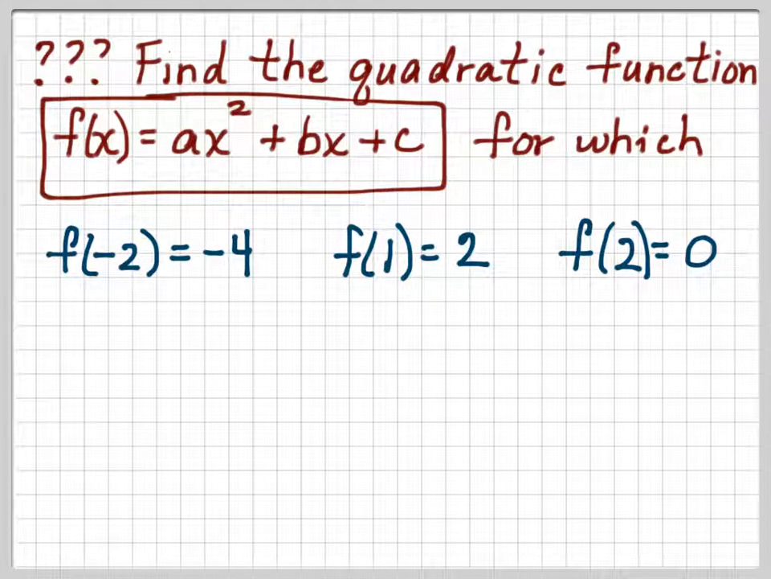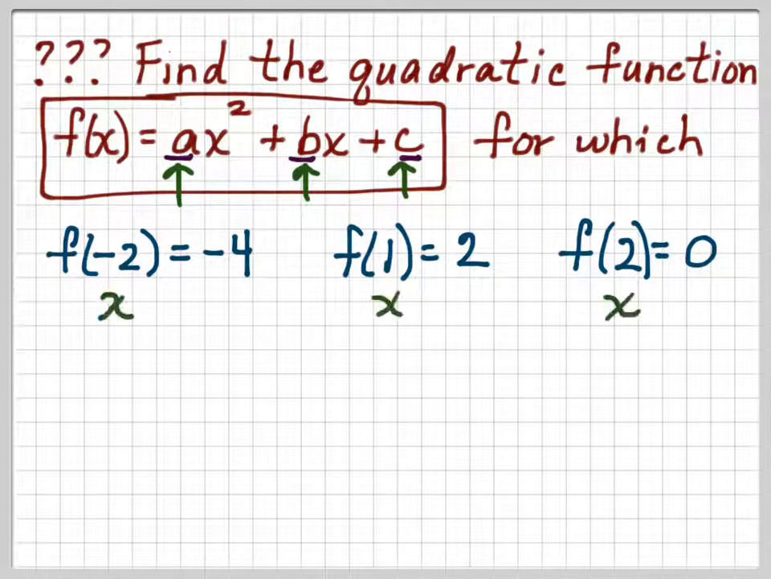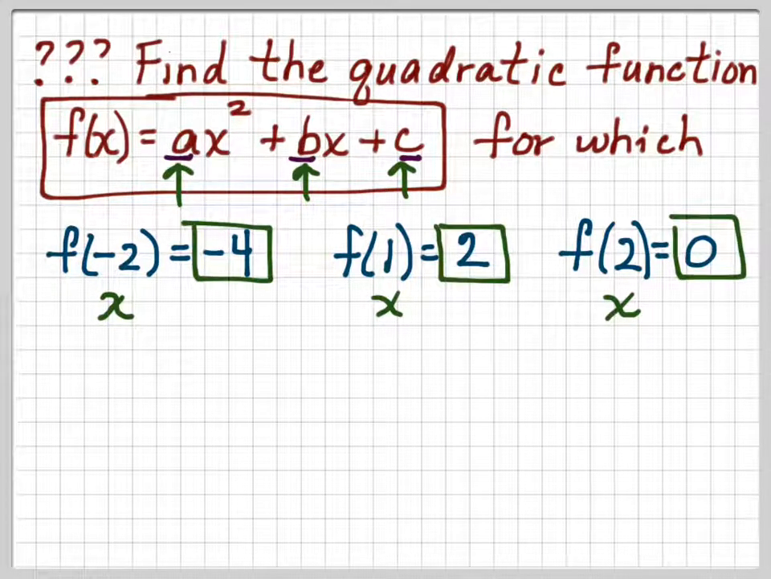Well, we're going to be dealing with a, b, and c here. And what we're going to do is remember that the number inside the parentheses represents x, and the number otherwise is f of x. So we have negative 2, negative 4.